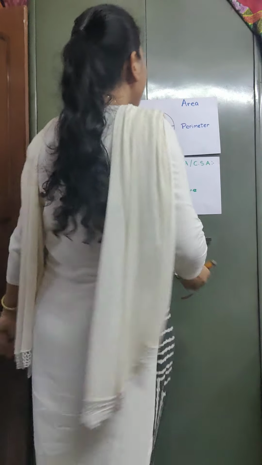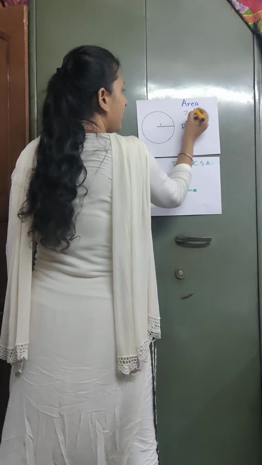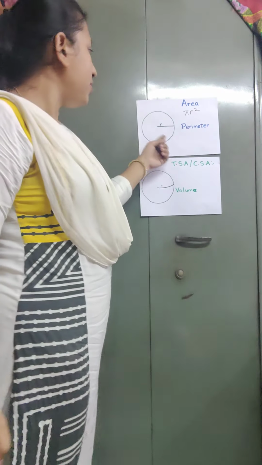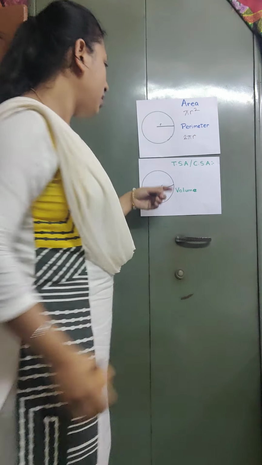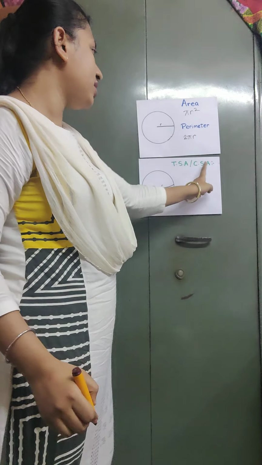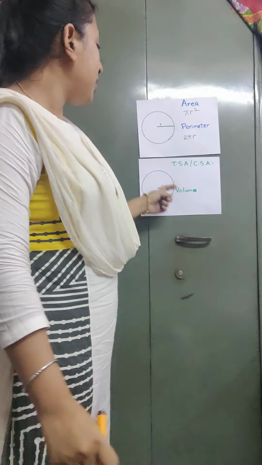So now the area of a circle is pi r square and the perimeter of the circle is 2 pi r. Now the total surface area and the curved surface area, because it does not have any hollow thing, it is intact, it is round in shape.